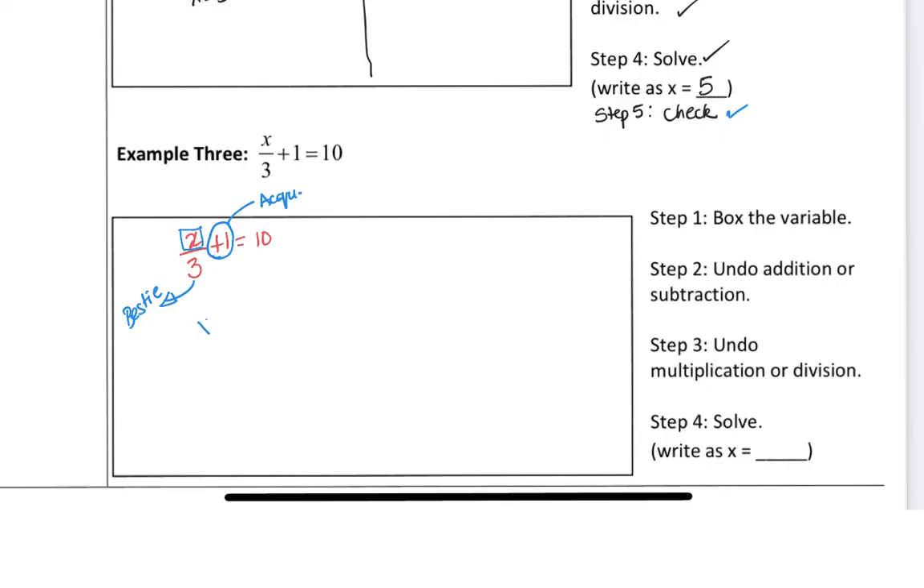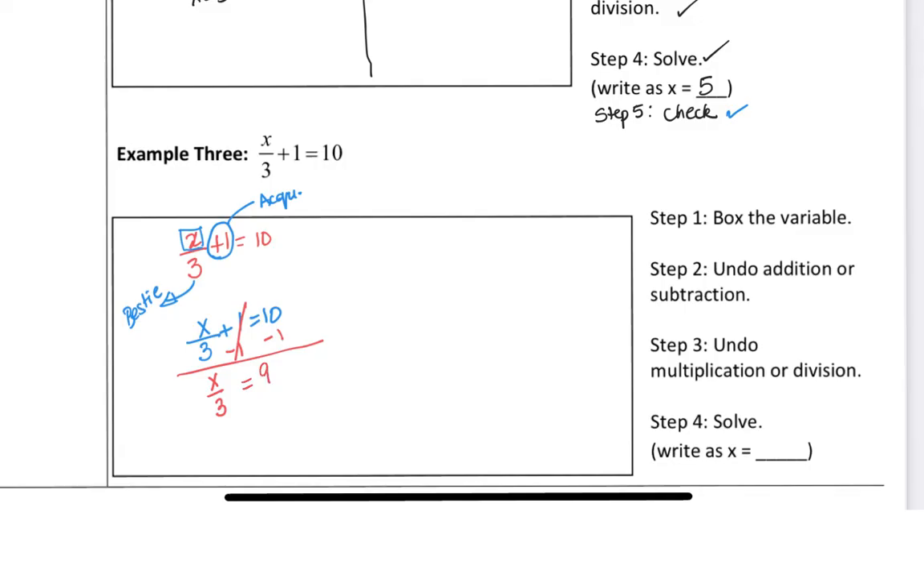So let me rewrite this problem. I have x divided by 3 plus 1 equals 10. I'm going to start by subtracting 1 from both sides. So get rid of that acquaintance. Goodbye. You have to leave the party. And then the bestie is left behind. So I have x divided by 3 equals 9.